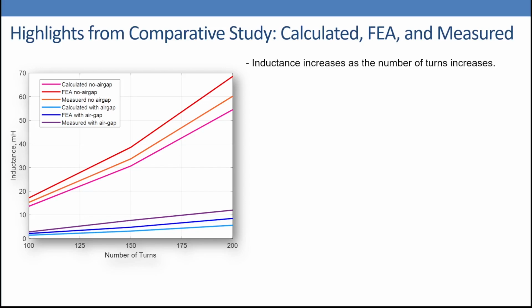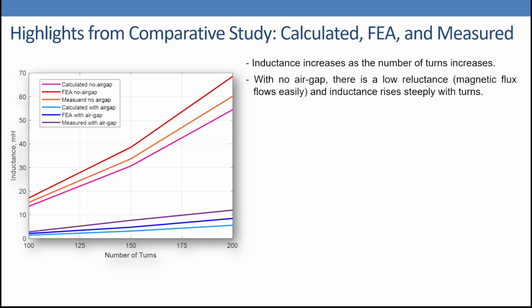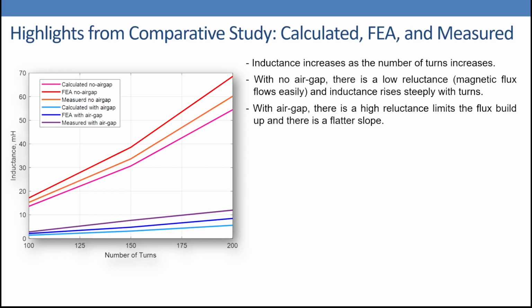So number one, inductance increases as the number of turns increases. That one is a fact. With no air gap, there is a low reluctance and inductance rises with turns. With air gap, there is a high reluctance that limits the flux build-up, and there is a flatter slope.